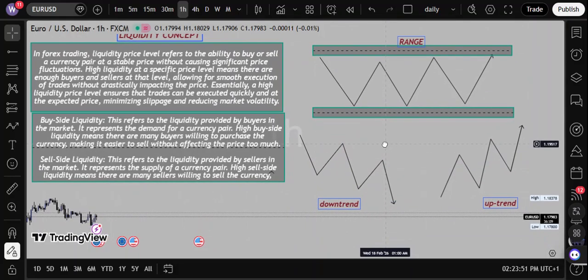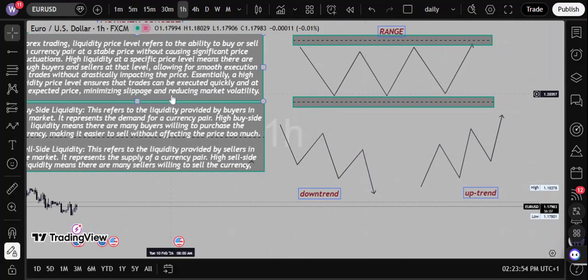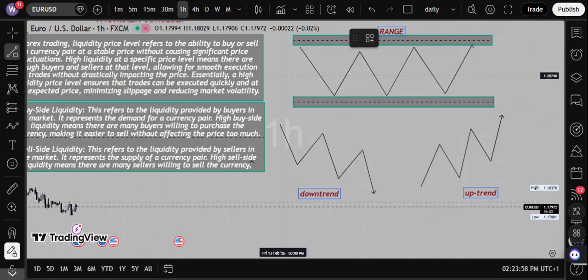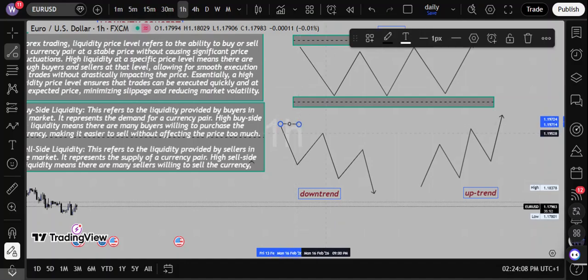Now look at this downtrend. How will you check out the liquidity areas in this downtrend momentum? Let's use this line. You can see liquidity is resting right here. Liquidity is also resting right here. Every swing point is a point where liquidity is resting in the market. All of these points are where liquidity is resting. Don't mind the lines, they might not be straight, but you understand what I'm saying.